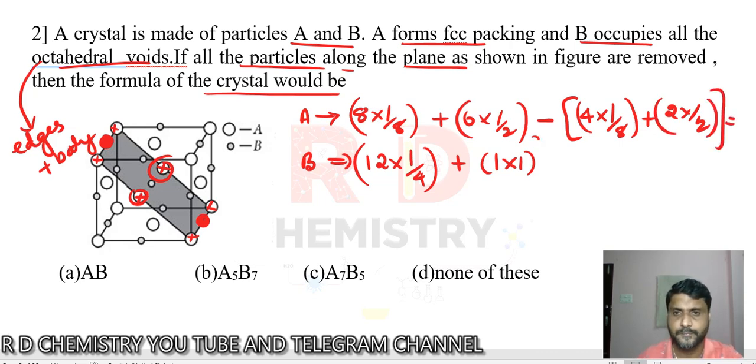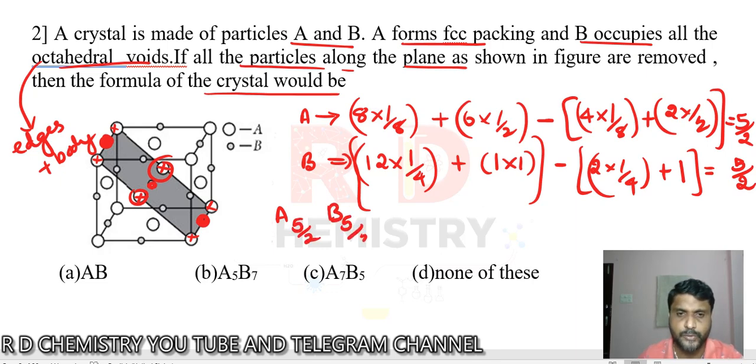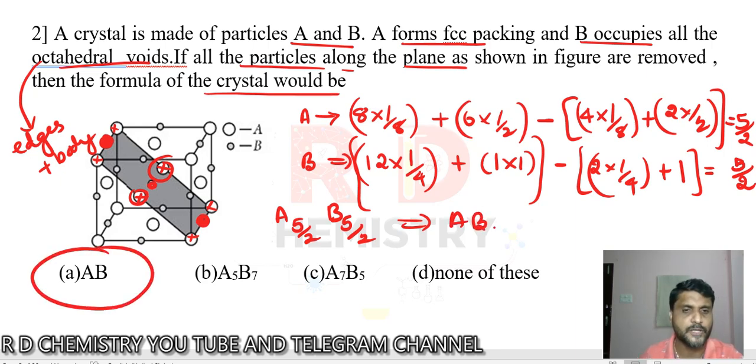Similarly, from here, minus, we have the edges. 2 edges are going, so it is 2 into 1 by 4, plus 1 body center is going, so 1. So total this will be equal to 5 by 2 and 5 by 2. You have to solve carefully. So it will be A 5 by 2 and B 5 by 2, which is 1:1, AB type only. Therefore answer is option number A. Clear?